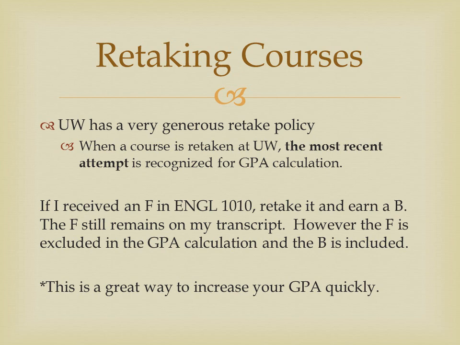If I failed my freshman English class, English 1010, and I retake it in the spring and get a B, although the F will always be on my transcript, if I look at my transcript for the fall 2015, it'll always say English 1010 F. However, if I take it in the spring and it says a B, as far as GPA calculations are concerned, the F is excluded and the B is included. That takes a 0.0 for the F and brings it way up to a 3.0 for the B. So that's a big deal. It's a great way to increase your GPA quickly.